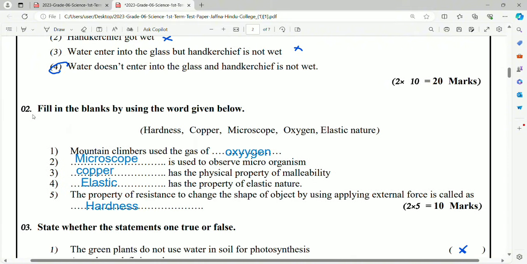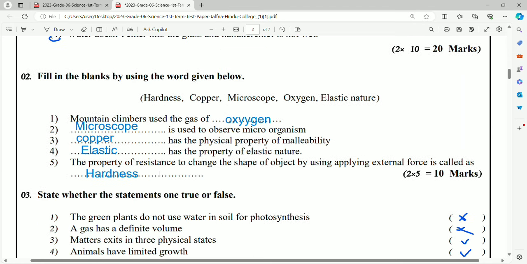Then fill in the blanks using the words given below. Mountain climbers use the gas oxygen. Artificial oxygen gas is used by mountain climbers and divers. A microscope is used to observe microorganisms. A microorganism is an organism which cannot be seen by the naked eye.